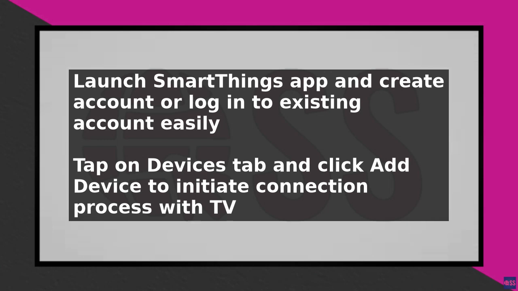On your Samsung TV, go to Settings, then select Connection, and finally choose Mobile Device. Your TV will display a PIN. Enter this PIN on your mobile device to complete the connection.